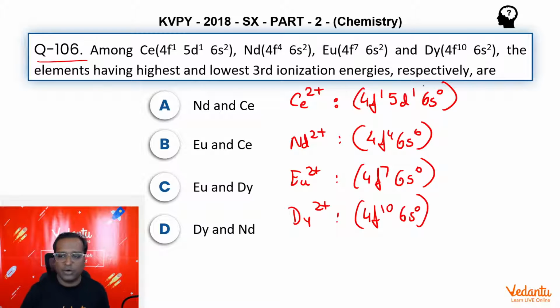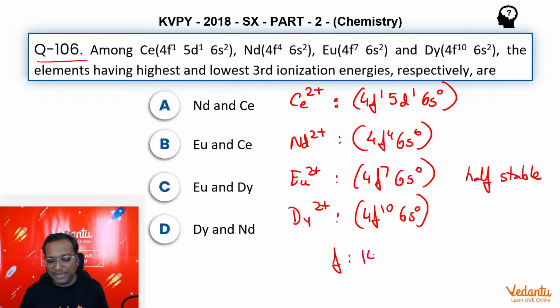Now I have to remove one more electron from these species. It is clearly evident that 4f7 is a half-filled stable configuration. Do we see any half-filled or fully filled stable configuration anywhere else? No. f can accommodate a maximum of 14 electrons. So f7 is half-filled, f14 is fully filled.